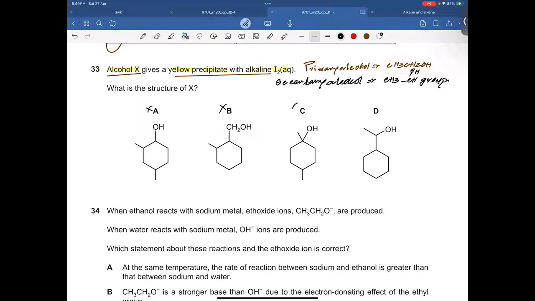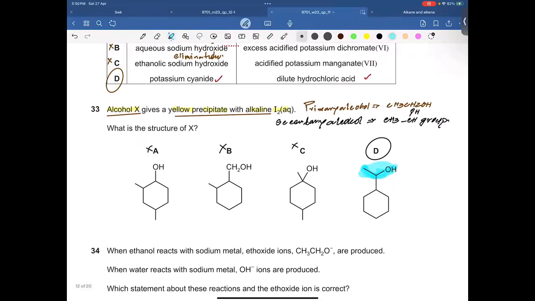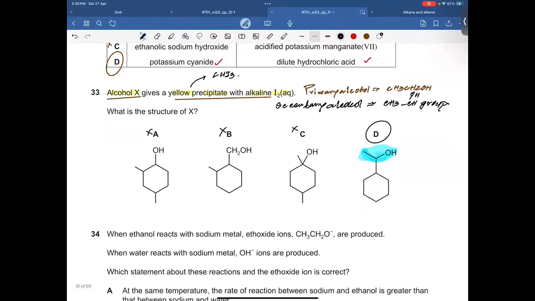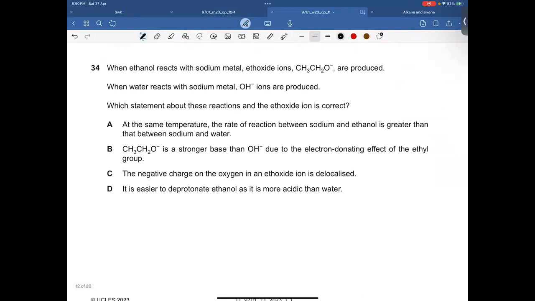C is basically a tertiary alcohol. Tertiary alcohol cannot give the iodoform test, and therefore D is going to be the right answer. Why? Because this is CH3, this is CH, this is OH. So this compound has a CH3CHOH group. Because of this entire group, it will give you a positive test of iodoform. It will give you yellow precipitates, and the yellow precipitate is CHI3, called triiodomethane, also called iodoform. Okay, so D is going to be the right answer.